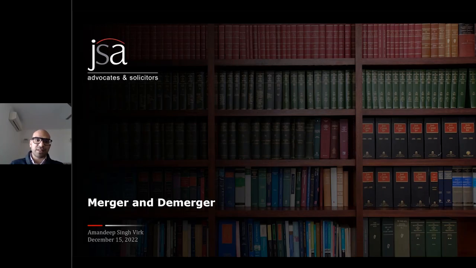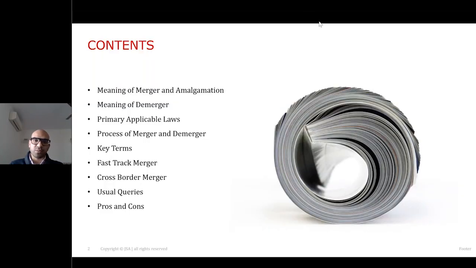Okay, so I think in this session, I'm going to broadly touch upon what is merger and amalgamation and the laws that govern the process of merger and amalgamation and demerger as well in India, specifically from the perspective of Companies Act and SEBI regulations.